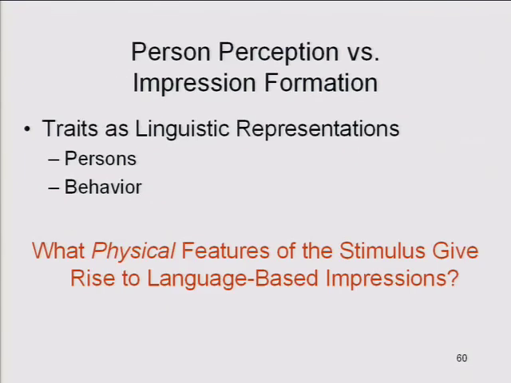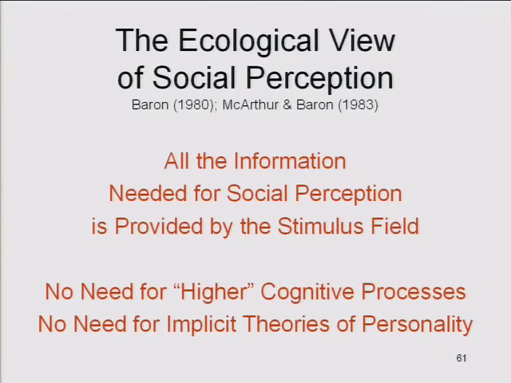Okay, so again, we usually think about our impressions of people as being encoded linguistically, a verbal description of somebody. What we want to talk about today is how we get to that verbal description. What physical features of the stimulus give rise to the kinds of impressions of the person, or for that matter, of the situation, that we encode linguistically.